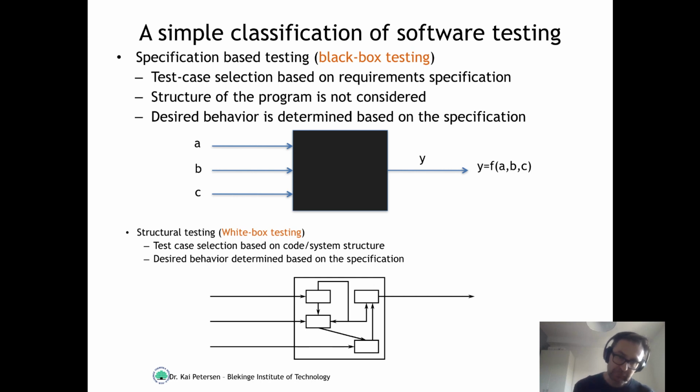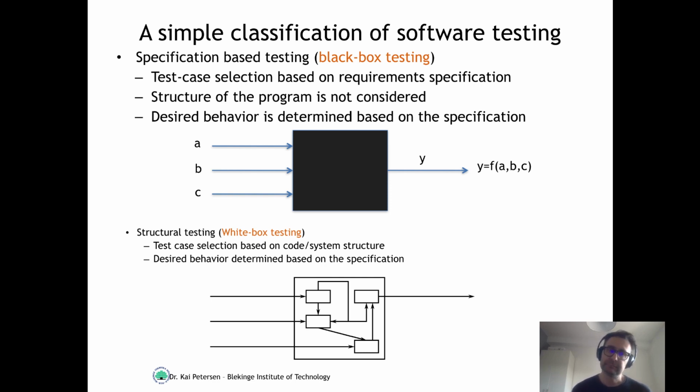The opposite is white box testing. Here we look exactly into the box. So it's not black box, it's white box. We're looking into it and basing our test cases on covering or doing smart test cases based on knowing the code, based on knowing the structure of the software. So we still need to have a specification. White box testing still needs a specification, because otherwise we cannot be sure that we get the response that we want, but we select the test cases based on the code and system structure.